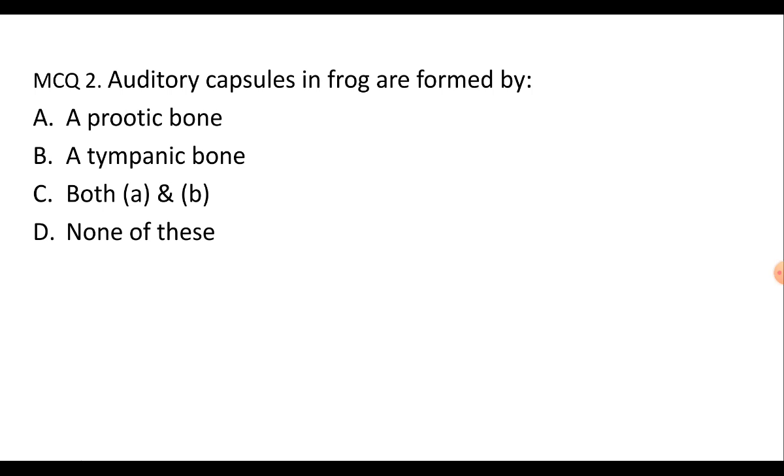The second question. Auditory capsules in frog are formed by the prootic bone, or the tympanic bone, or both the prootic bone and the tympanic bone, or none of these bones? The answer is A, that is, only the prootic bone forms the auditory capsules in frog.